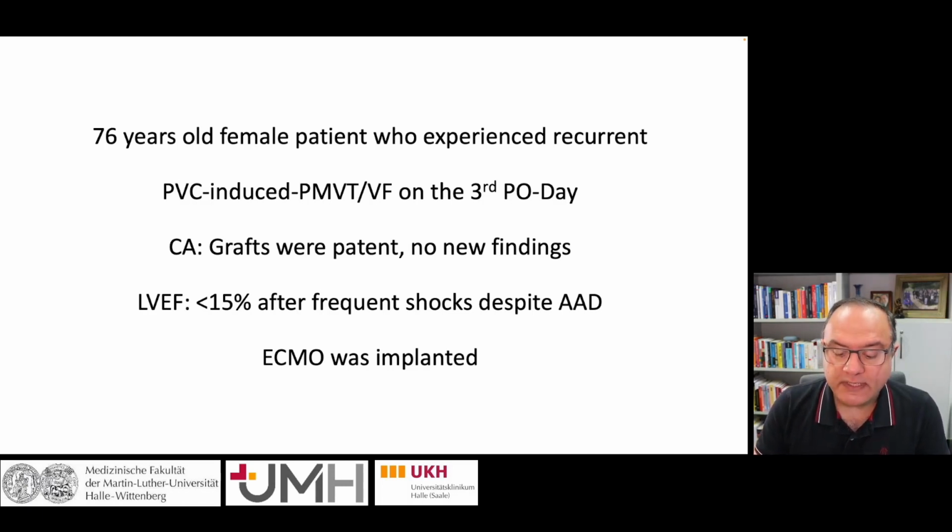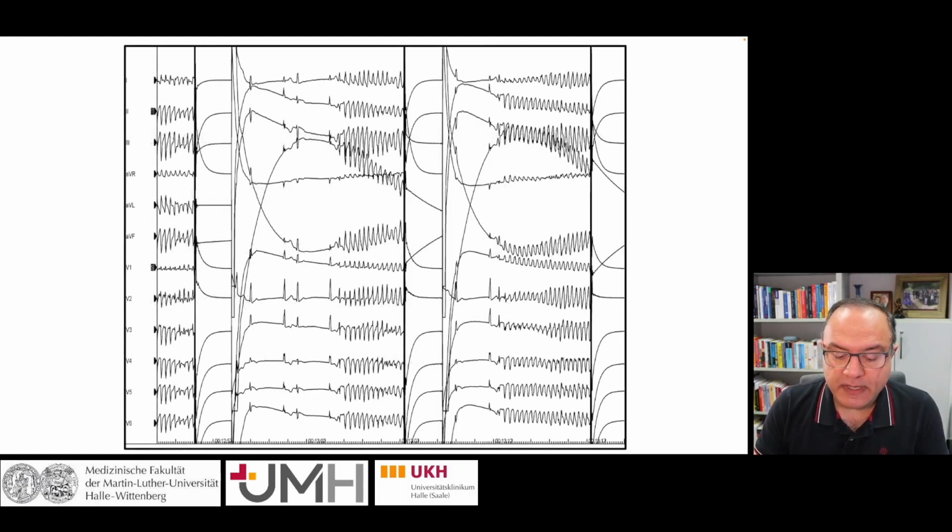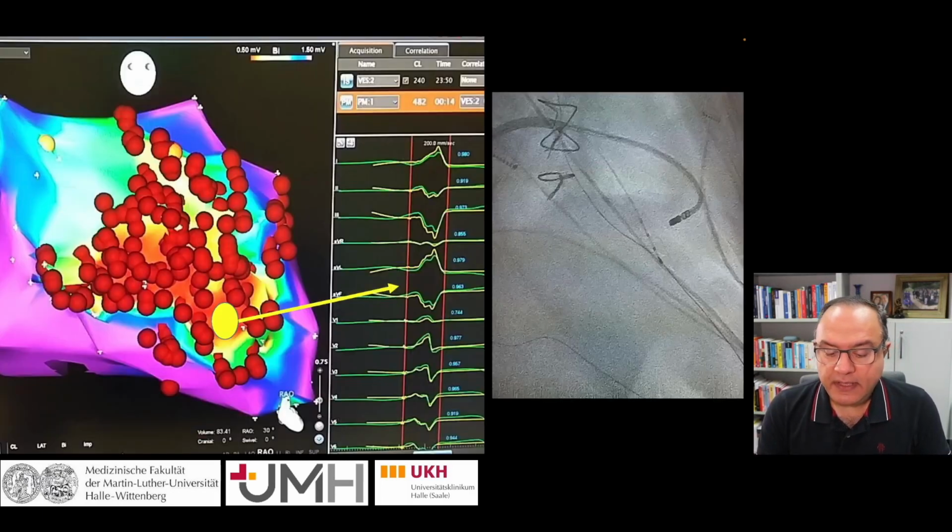ECMO was implanted, and here you can see the ECG during catheter ablation, where we always had some short-coupled PVCs, and each time these PVCs induced polymorphic VT-VF. Here is the map which showed the scar on the septum. The yellow circle shows the location of the clinical PVC.